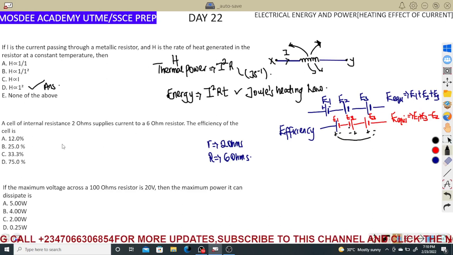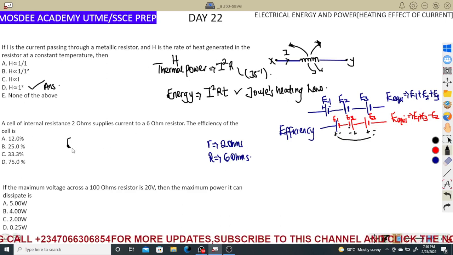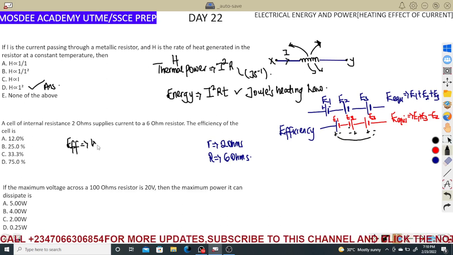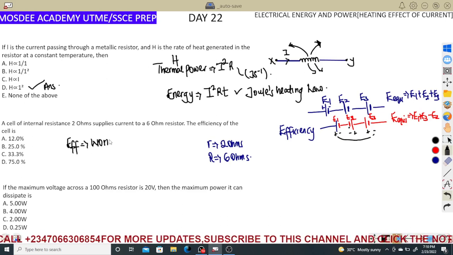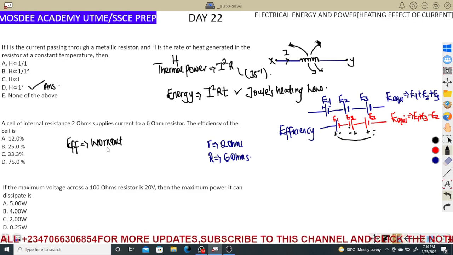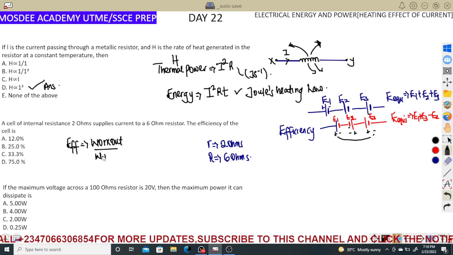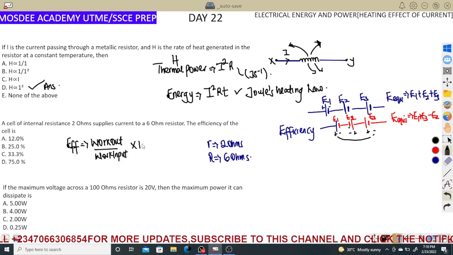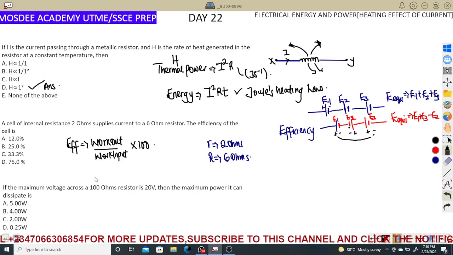Now, we have talked about efficiency of a cell before. We said efficiency of a cell, I'll write as EWF, is the work output, like a machine, divided by work input. It's so simple to know this. Now, multiply by 100. Basically, this is the way you write it in junior classes.